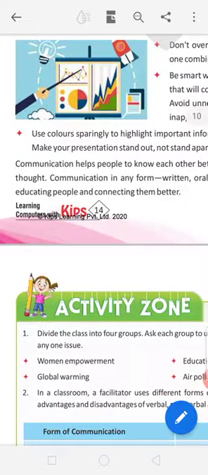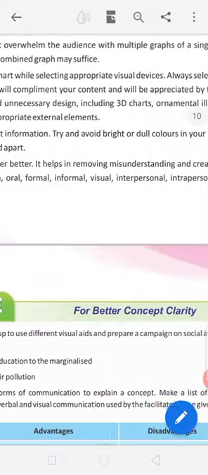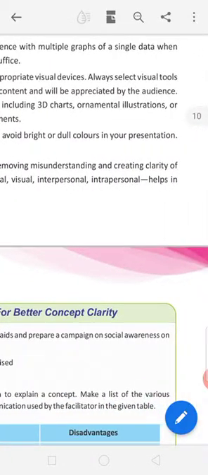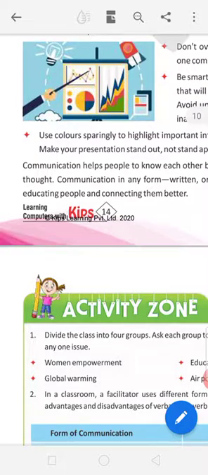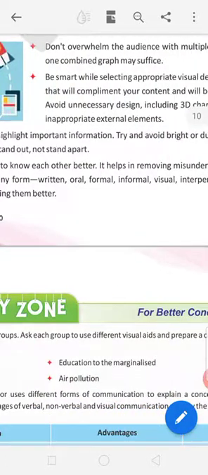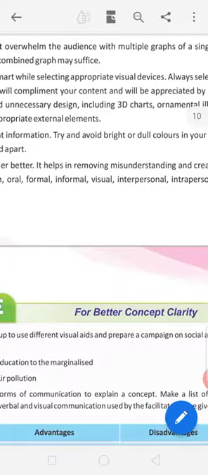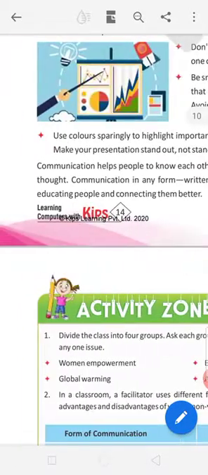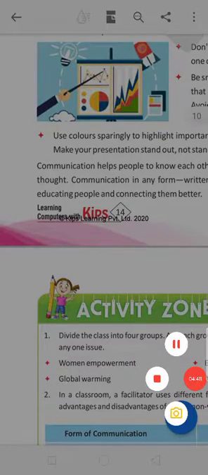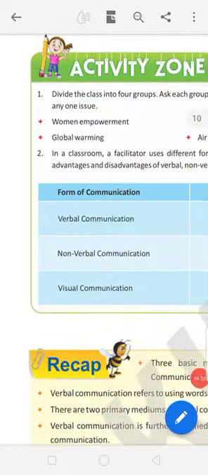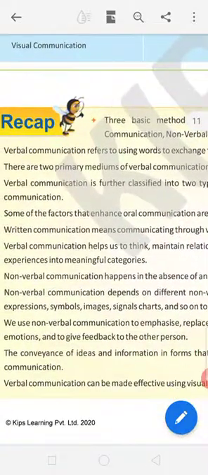Communication helps people to know each other better. It helps in removing misunderstanding and creating clarity of thought. Communication in any form, written, oral, formal, informal, visual, interpersonal, intrapersonal, helps in educating people and connecting them better. I told you, if we are feeling misunderstanding between friends, then just go and talk with them. Communication is useful. Now my chapter is finished. So we will discuss some question answers.